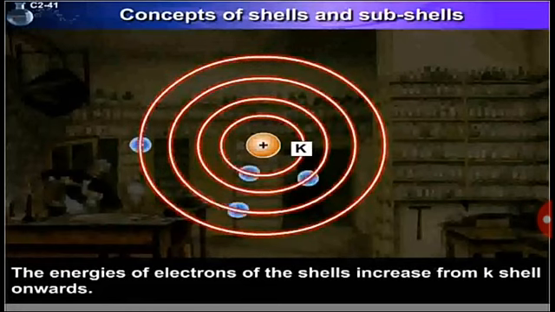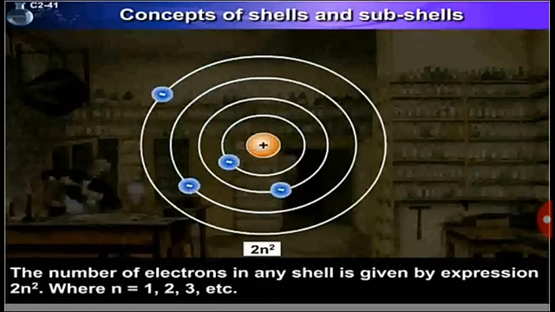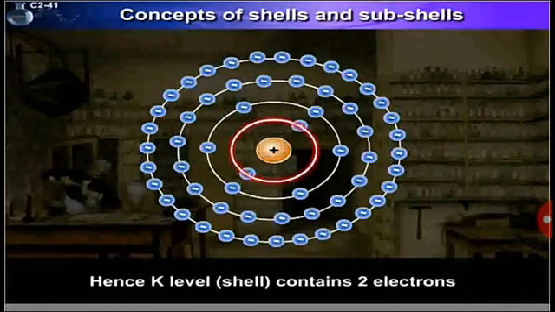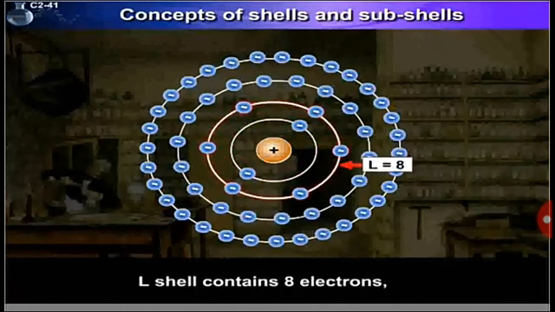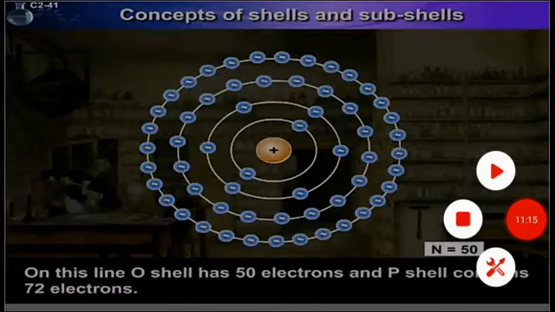The number of electrons in any shell is given by the expression 2n squared, where n equals 1, 2, 3, etc. Hence, the K shell contains 2 electrons. L shell contains 8 electrons. M shell contains 18 electrons. N shell has 32 electrons. O shell has 50 electrons.